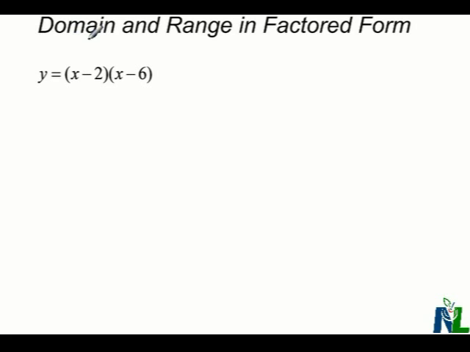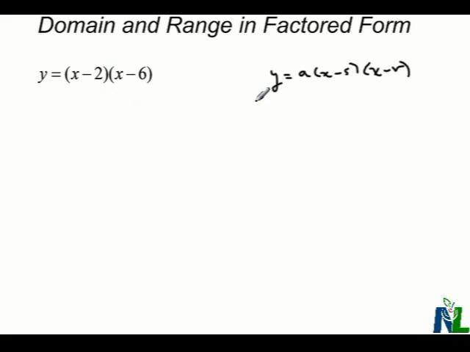In this video, we'll be determining the domain and range of a quadratic function in factored form. In factored form, the more general form would be y equals a times (x minus s)(x minus r), where r and s represent the x-intercepts. When I'm looking at this function, what is important to me is which way it's opening, and what are the coordinates of the vertex.